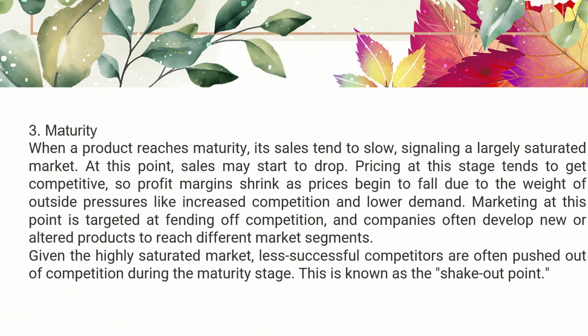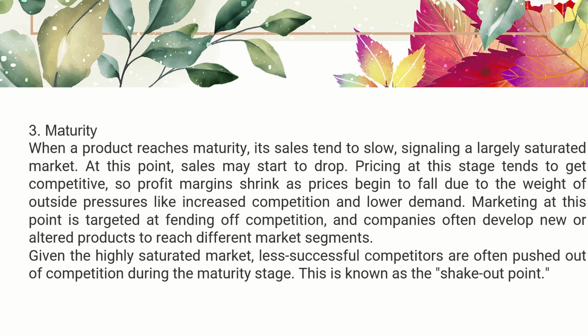Products are often tweaked during the growth stage to improve the functions and features. Maturity. When a product reaches maturity, its sales tend to slow, signaling a largely saturated market. At this point, sales may start to drop. Pricing at this stage tends to get competitive, so profit margins shrink as the price begins to fall due to the weight of outside pressures like increased competition and lower demand.